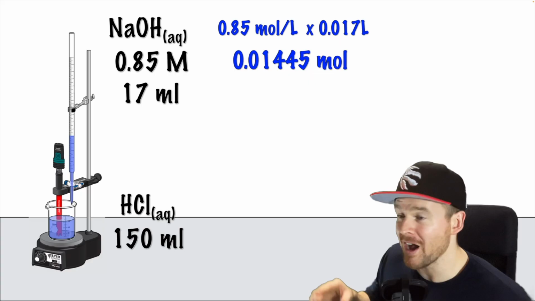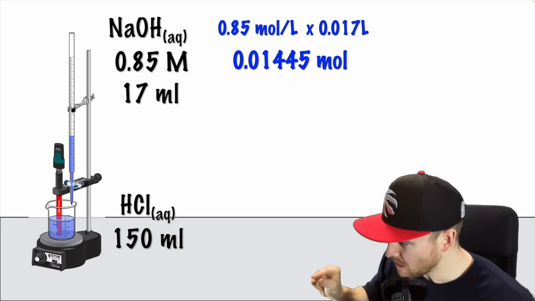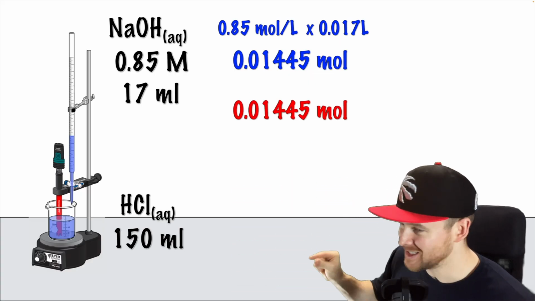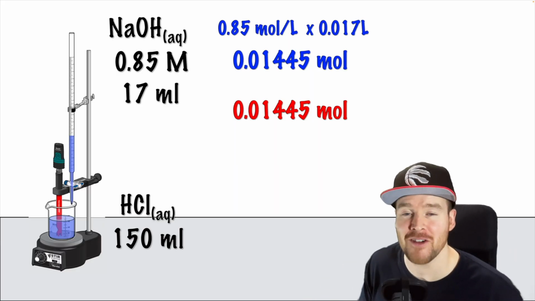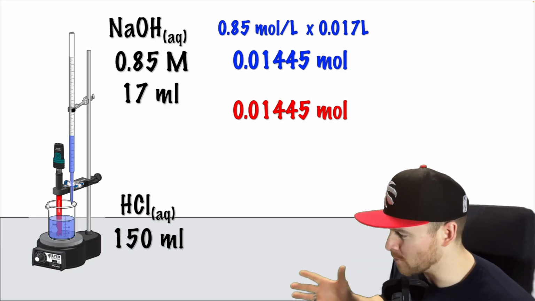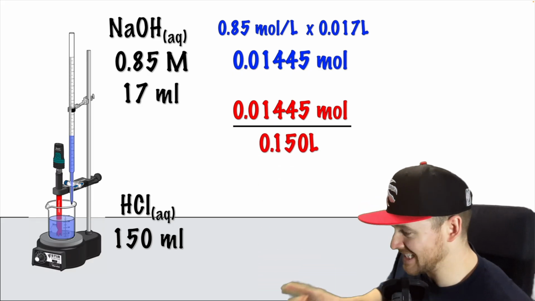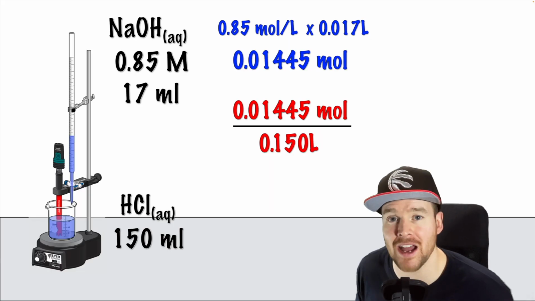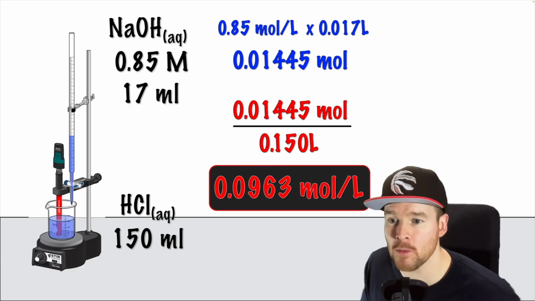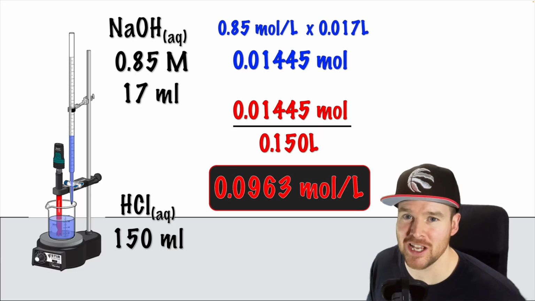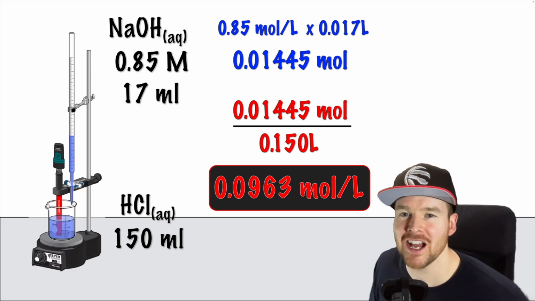0.01445 moles dropped in. So it must have reacted with 0.1445 moles of H3O+, and that's what was in the acid. So perfect. Now that I have that number, I'll just divide by how many liters I have in the beaker. That's 0.15 liters, and I get my answer of 0.0963 moles per liter was the concentration of my acid.